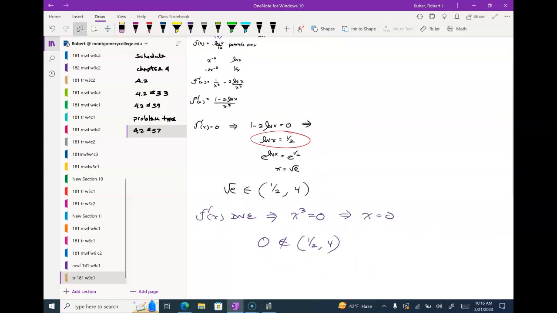So now I found the only critical point that is in my open interval. I need to find the value of the function there, right? So f of the square root of e is ln of square root of e over square root of e squared, right? ln of x over x squared. What do I get for the numerator? What happened to ln and e? What do they do to each other? So I get 1/2, right? The power is a 1/2 power, and square root.